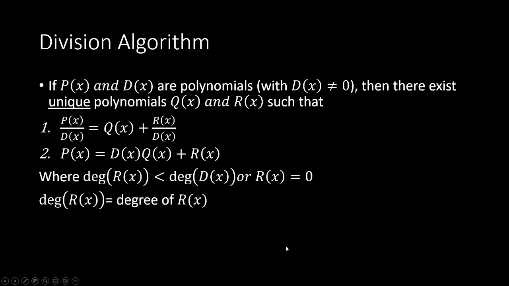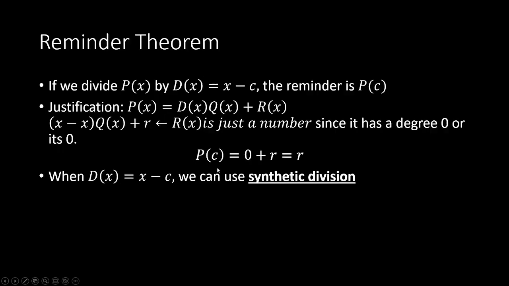So, the division algorithm says if p of x and d of x are polynomials with d of x not equal to 0, then there exist unique polynomials q of x and r of x such that if I divide p of x by d of x, we get q of x, which is my quotient, plus the remainder r of x divided by the divisor d of x, or the divisor times the quotient plus the remainder will give me my polynomial. And the degree of r is going to be either 0 or less than the degree of d of x.